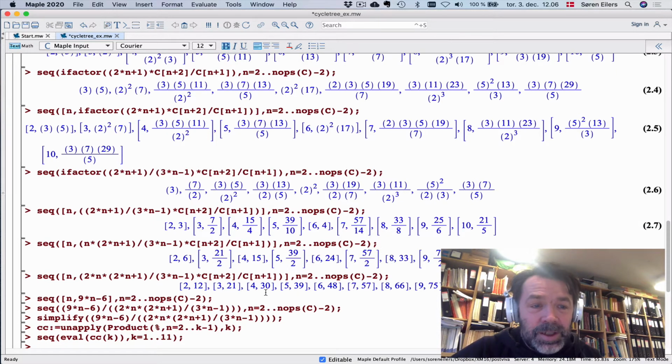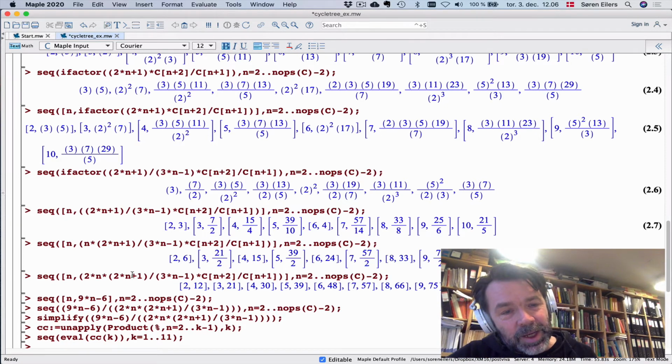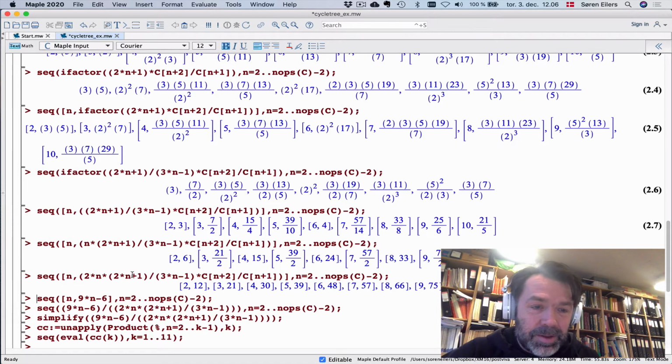Okay, so now you see I've multiplied the original fractions by 2 times n times 2n plus 1 divided by 3n minus 1. So some complicated number there. And then I'm back to having an integer. The important observation here is that now I have an integer, and the pattern is fairly straightforward because there's a jump of 9 between these values. So in order to get the right thing, I need to multiply it by 9.